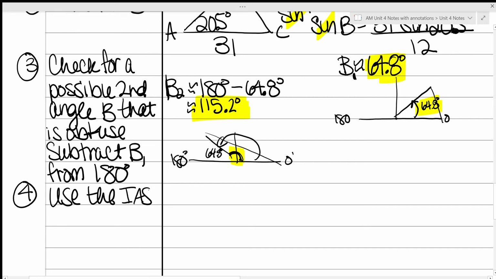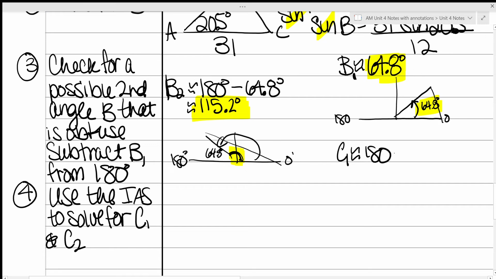Interior angle sum theorem to solve for C1 and C2. Okay, so 180 minus 64.8 minus 20.5.